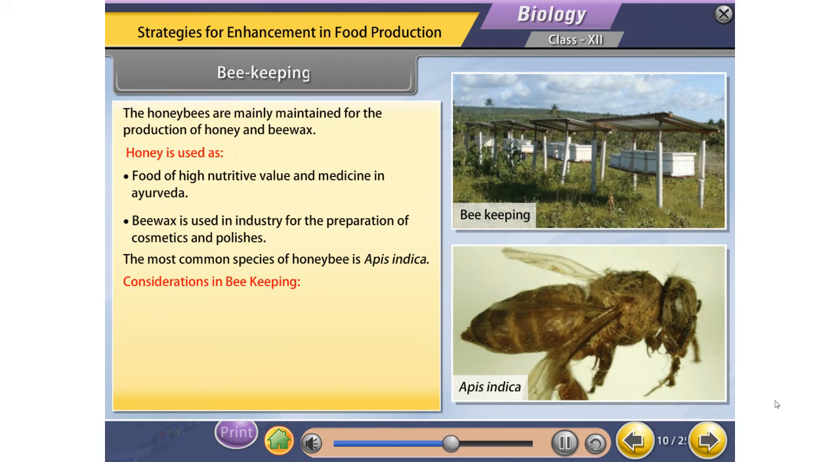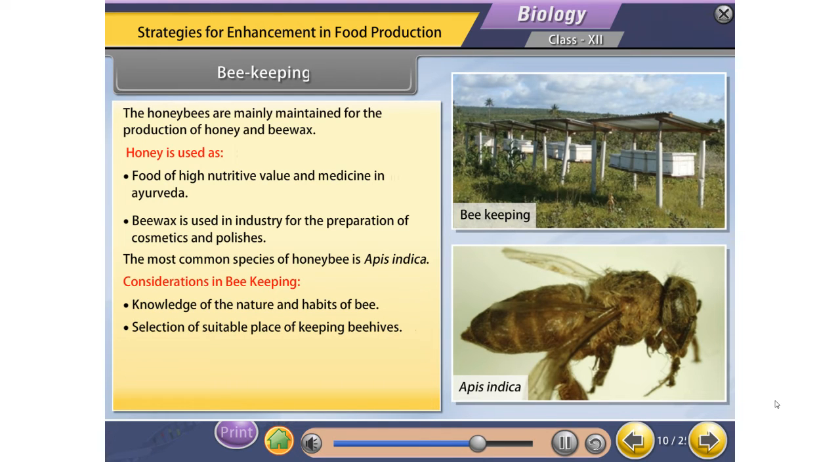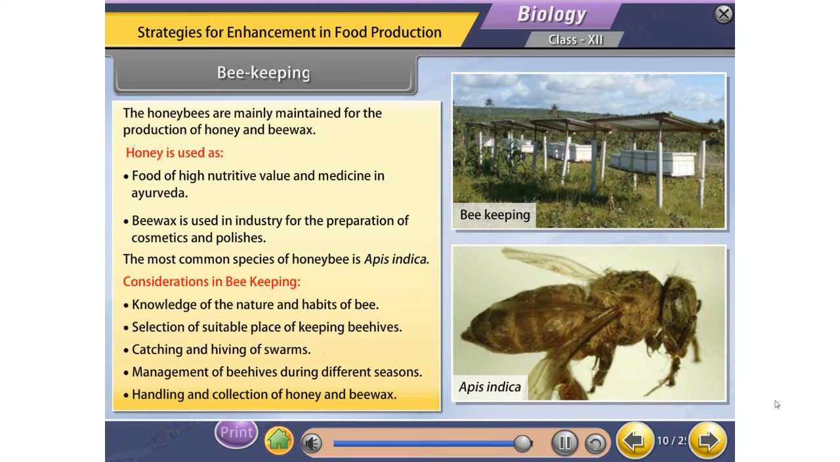Considerations in beekeeping. Knowledge of the nature and habits of bee. Selection of suitable place of keeping beehives. Catching and hiving of swarms. Management of beehives during different seasons. Handling and collection of honey and bee wax.